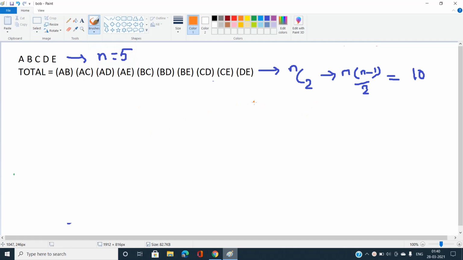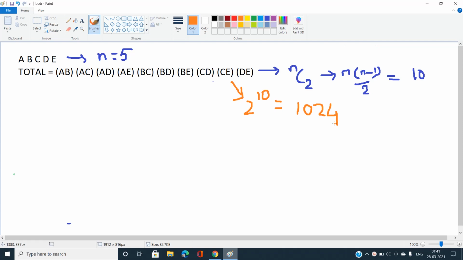You can find it out. So what is the total number of combinations possible for these 10 pairs? It would be simply 2 power 10, that is 1024. Now we need to subtract the total number of pairs that are not possible.